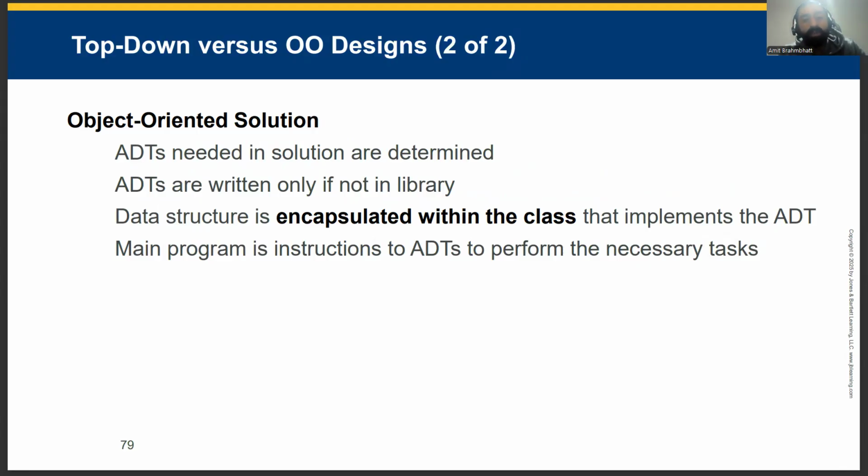In contrast, object-oriented design begins by determining which ADTs are needed. ADTs are implemented as classes encapsulating their data. The main program simply instructs objects to act, making the design more modular and intuitive.